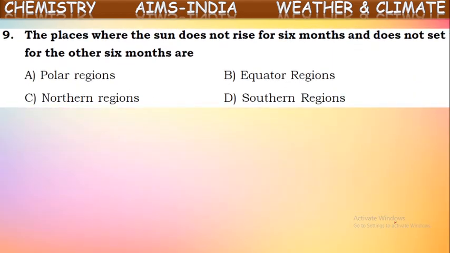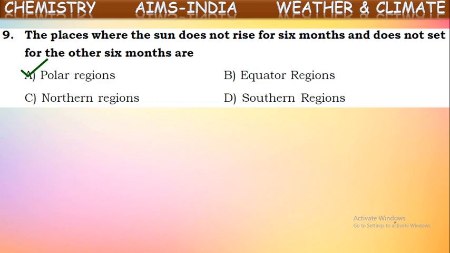Next, the places where the sun does not rise for 6 months and does not set for another 6 months, where will this happen? So the sun is up completely for 6 months. It won't set, and it will be completely daytime for 6 months, and 6 months it will be nighttime. In which regions does it happen? In polar regions. In polar regions, the daytime will be almost 6 months, and the nighttime also will be almost 6 months.